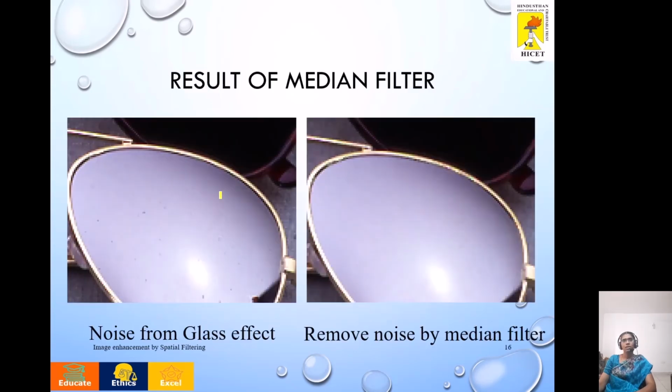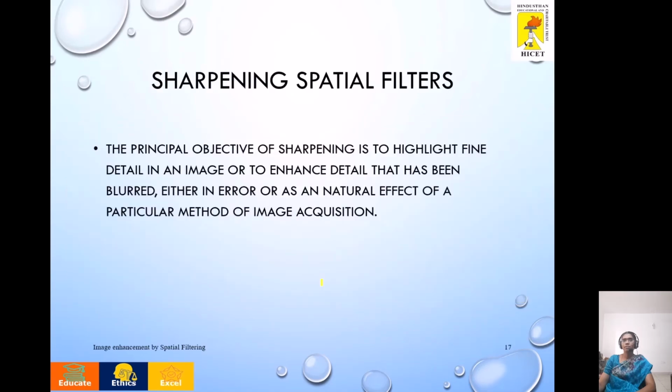So this is the original image where the noise is there, black and white dots, and that has been removed by the median filter. So the median filter is better at removing salt and pepper noise. And the next one is the sharpening spatial filter, where the image is sharpened, edges are sharpened.